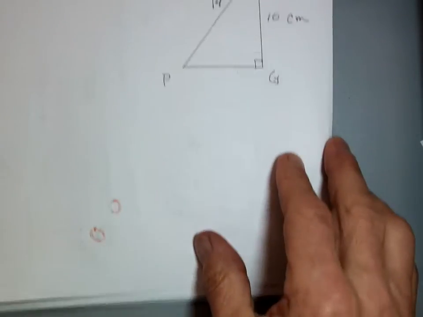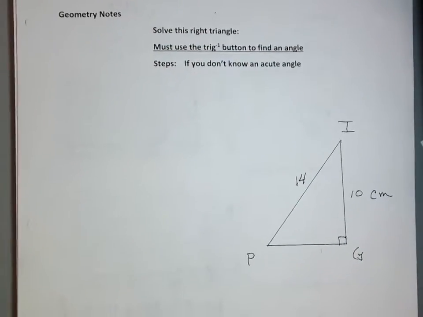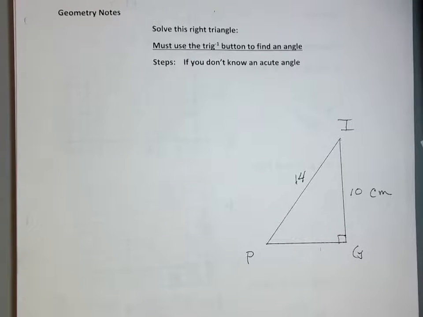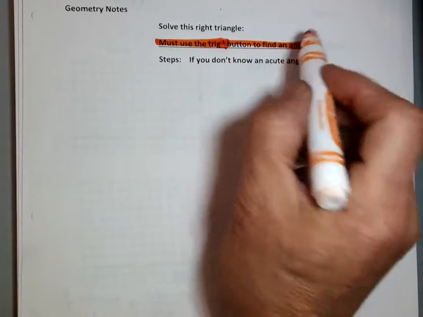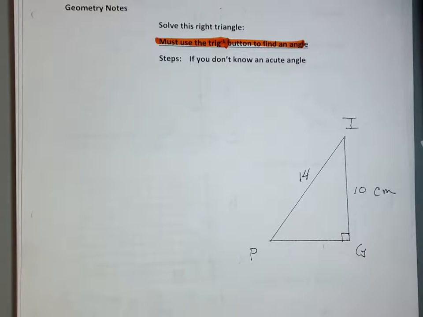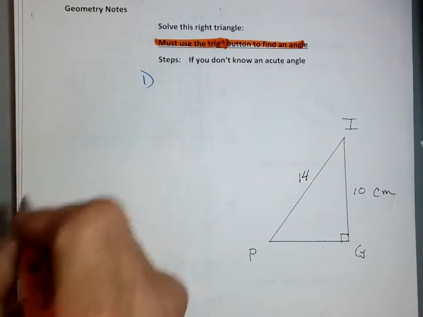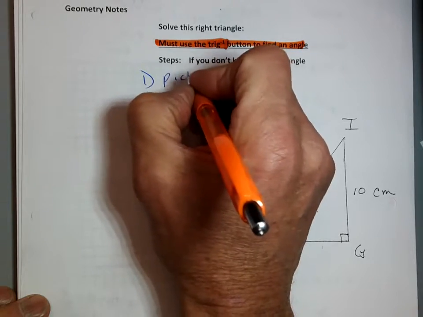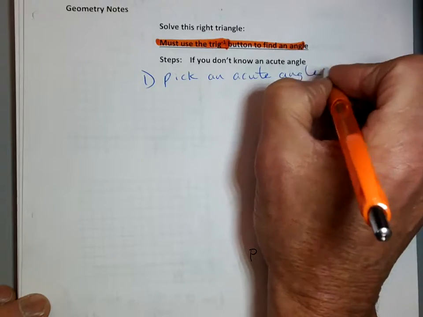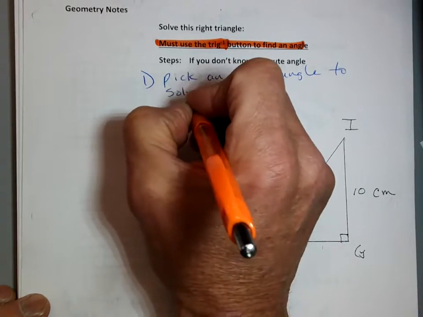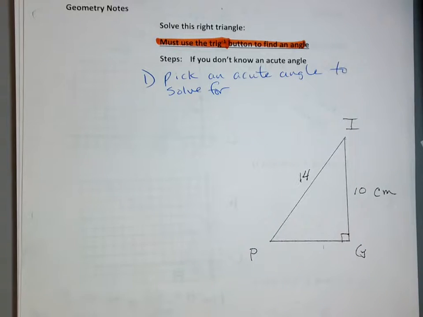So, here we go. Solve this right triangle, okay? Again, we must use the inverse button to find an angle. Steps. So step 1, let's write this down. Pick an acute angle to solve for. Don't pick the 90. We already know that one. Pick an acute angle. And it doesn't matter in this case which one you pick first.